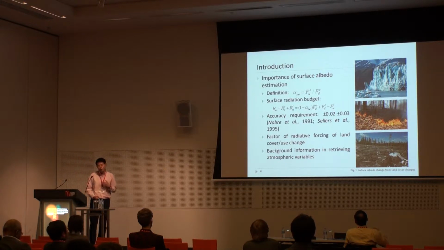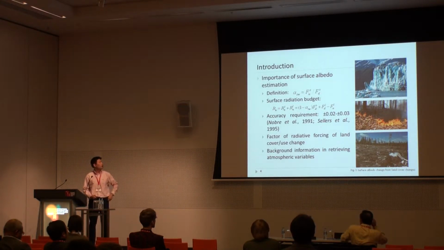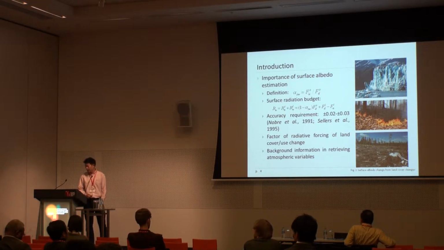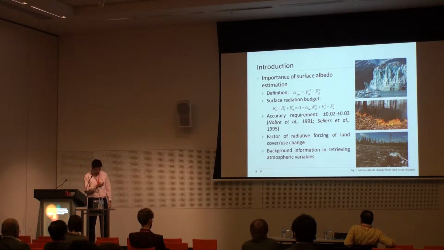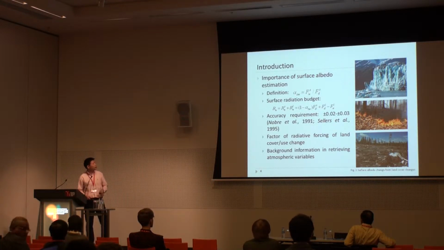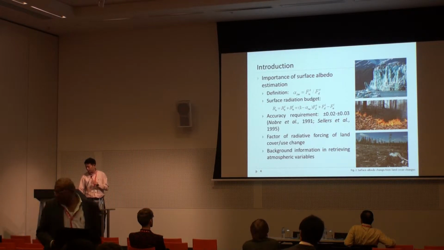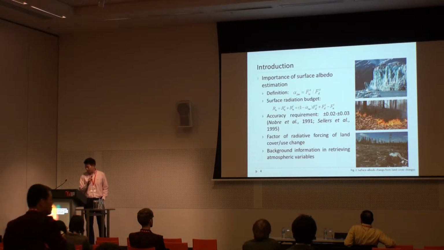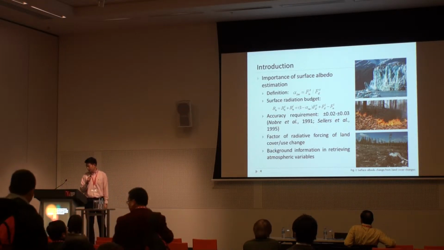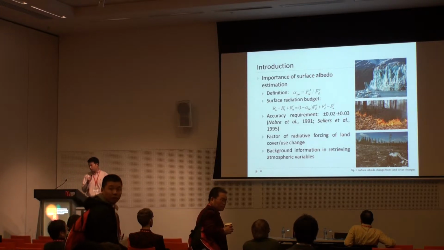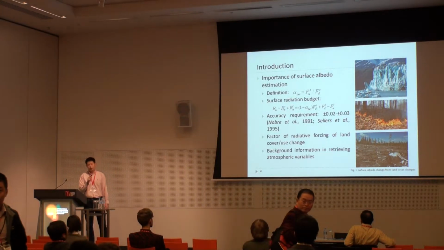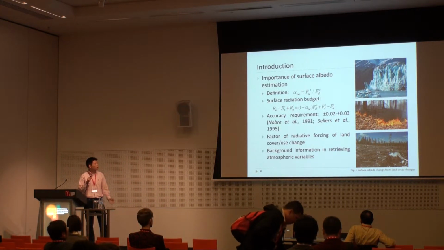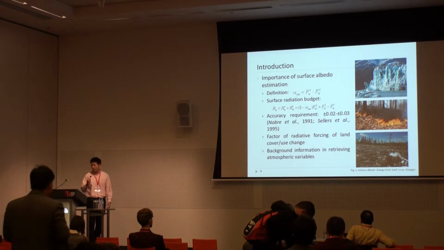It's defined as the ratio of the upward radiation to the downward radiation at the Earth surface, and it's a very important factor in the surface radiation budget to control the surface shortwave radiation. And normally, in the previous research on the accuracy requirements, people say that surface albedo products on a global or regional scale should be within 0.02 or 0.03, the range.